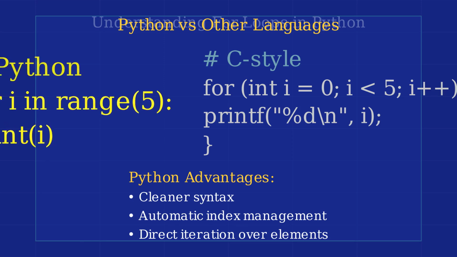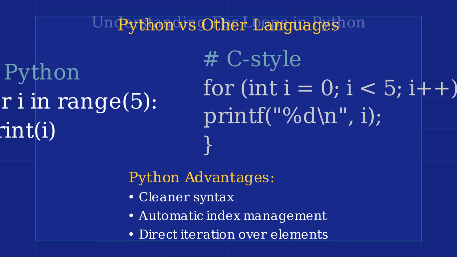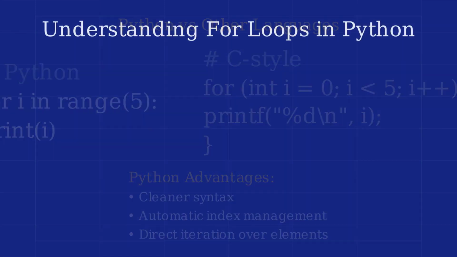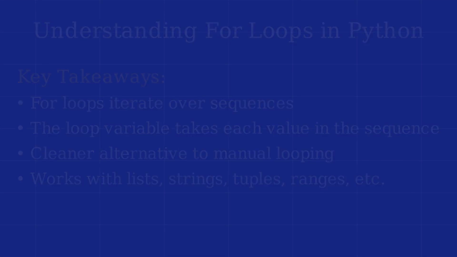Python's for loops are more elegant than those in many other languages. In languages like C, you have to manually handle initialization, condition checking, and incrementation. For loops in Python automatically handle the initialization, condition checking, and increment operations that you would manually code in other languages, making your code cleaner and more readable.